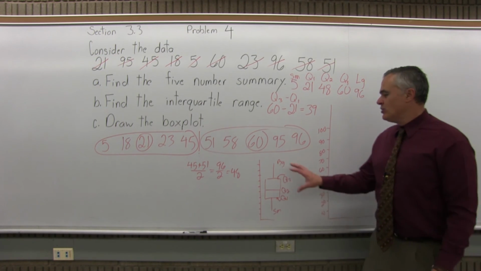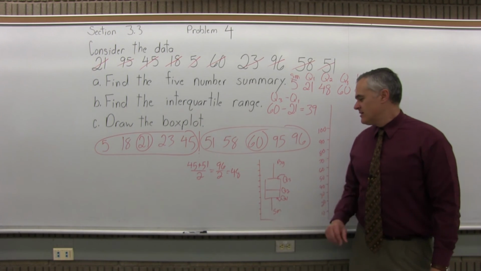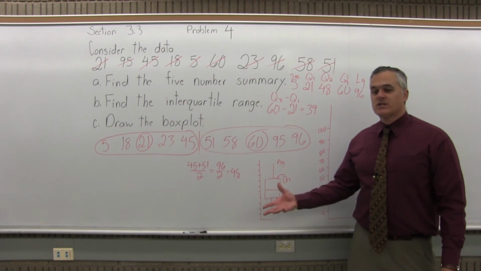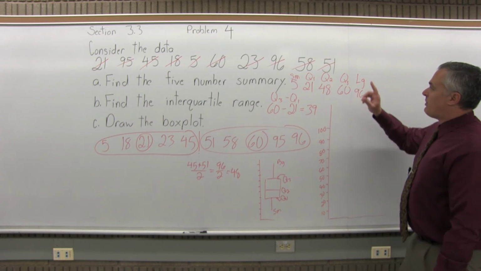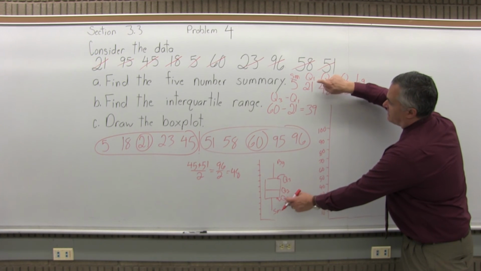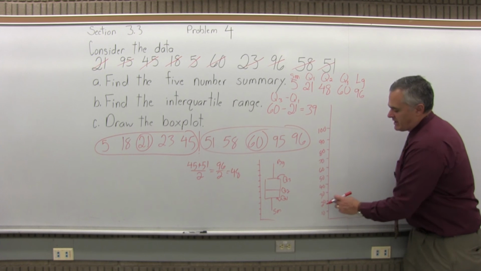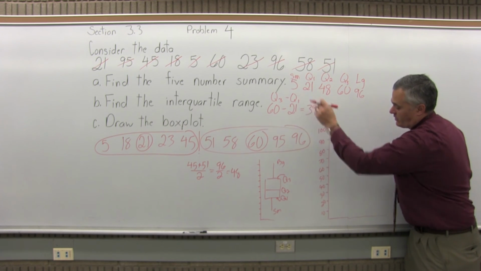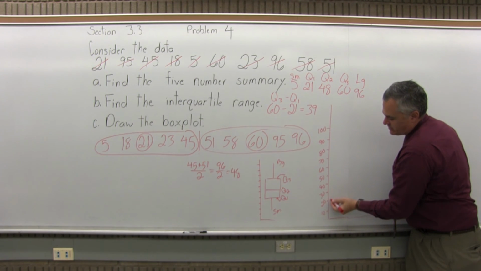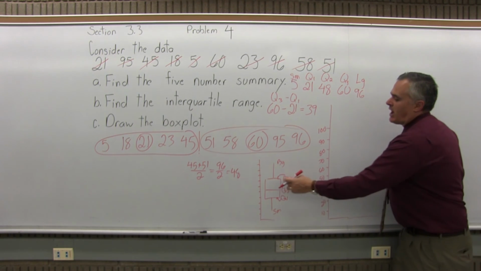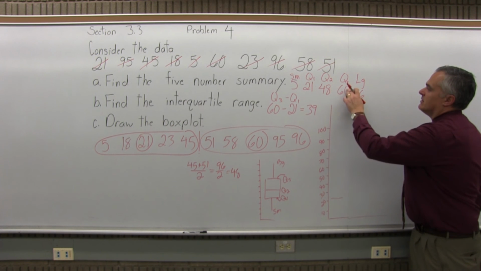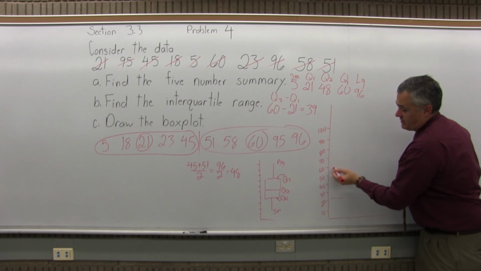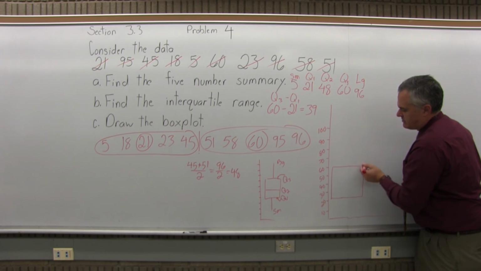You can draw the parts in whatever order you like. I like to do the bottom and top of the box first. The bottom of the box is Q1. My number scale doesn't have a 21, so I'll go to the 20, and go up a little bit higher than the 20. The top of the box is Q3. For this problem, Q3 is 60. I do have a 60 exactly, so right at the height of 60, I'll put the top of the box. And I'll make the box approximately square.